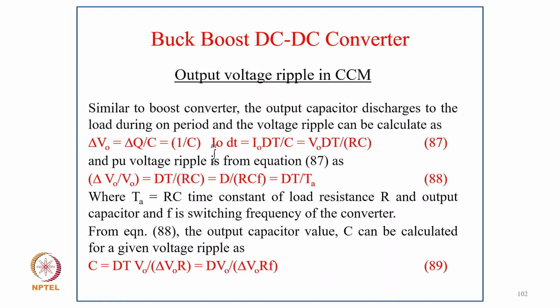So ΔVo/Vo = dt/RC = D/RCf = dt/τ, where τ is the RC time constant for the load resistance R and the output capacitor C, and f is the switching frequency of the converter. From the above equation, the output capacitor value C can be calculated for a given voltage ripple: C = dt·Vo/ΔVr = D·Vo/(ΔVr·f).